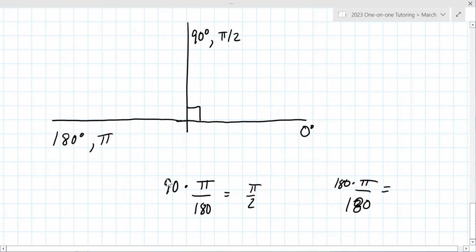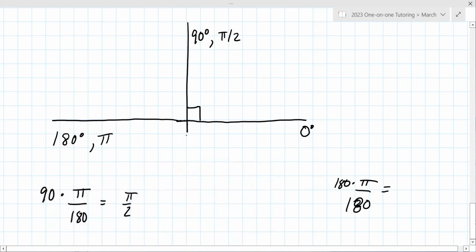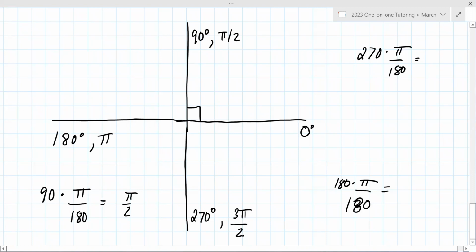And if you keep going down here, this is 270 degrees. 270 times pi divided by 180 would be 3 pi over 2. I don't know what was going on there.